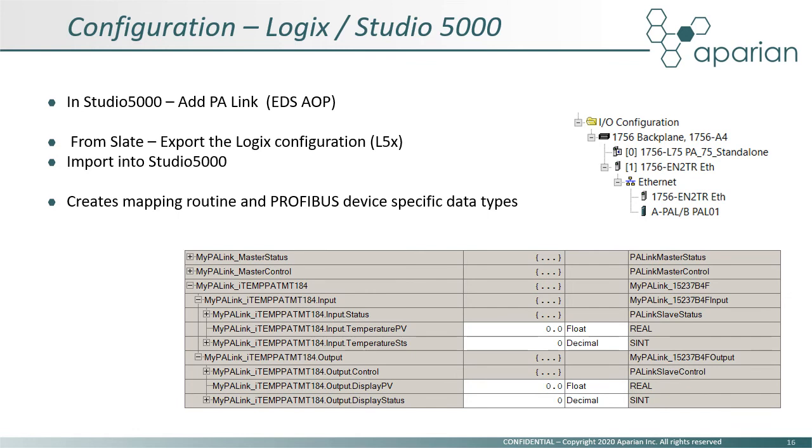When using the PA-Link with Logix, the next step is to add the PA-Link to the Studio 5000 IO tree. This makes use of the EDS add-on profile. Slate generates a Logix mapping routine L5X file, which includes all the required user-defined data types and tags. This allows the tag structure in Logix to reflect the specific data structures of each PA device in the project.